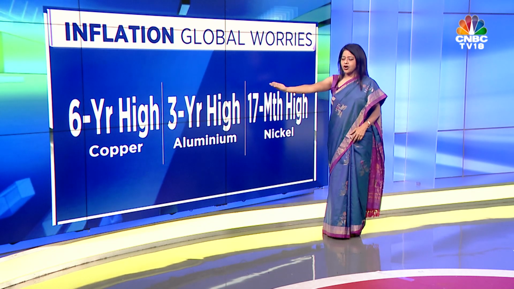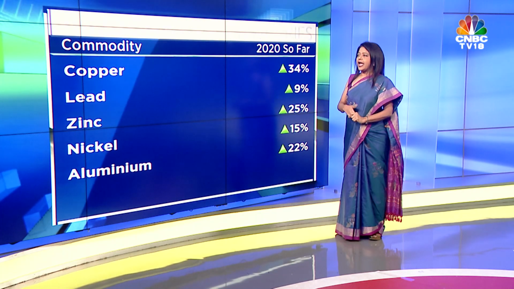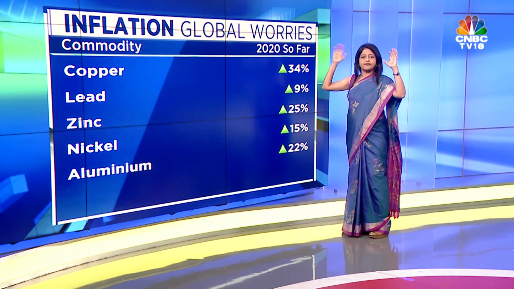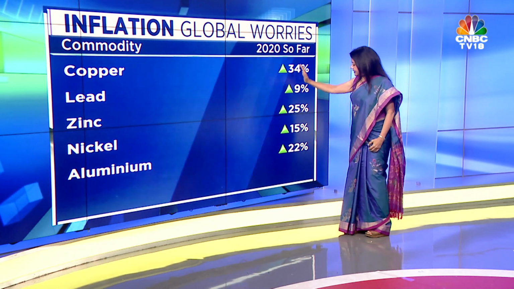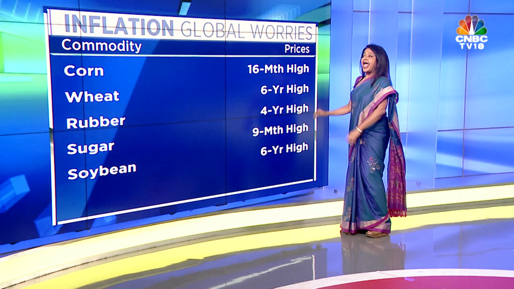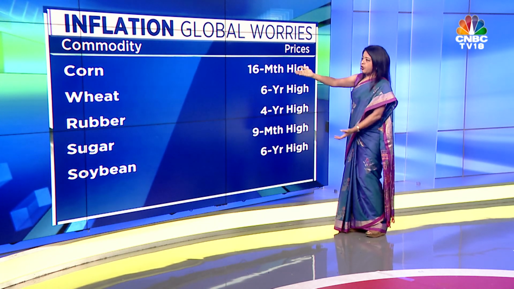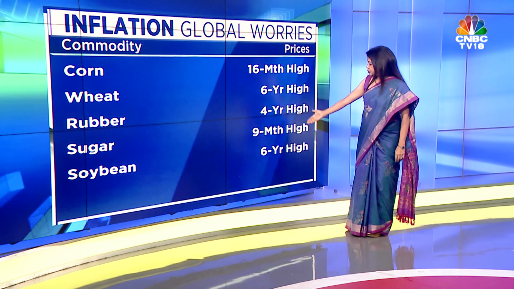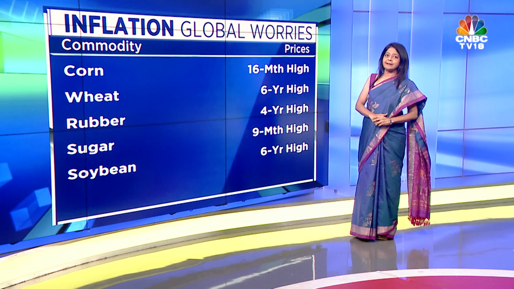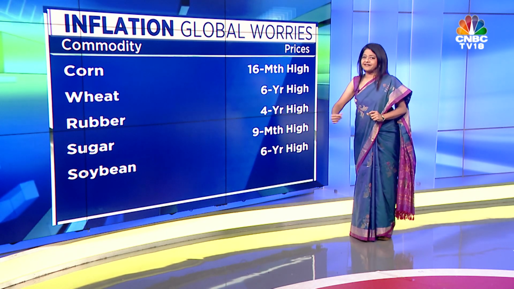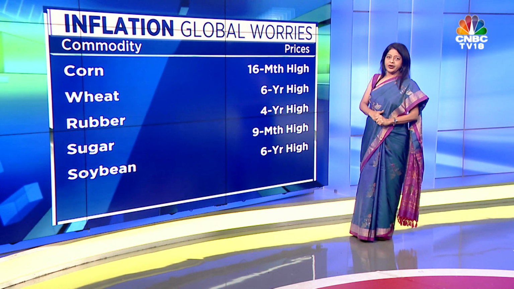Look at commodity prices. Copper at a 6-year high, aluminum at a 3-year high, nickel at a 1.5-year high. This year, central banks have printed so much money, it has increased the prices of equities, it has increased the price of all commodities as well. And not just metals, it has also increased food prices. Corn prices, 16-month high. Sugar, that's a very big part of our CPI, that's at a 9-month high. Global food inflation can very easily seep into ours, or at least it can prevent our inflation from going down.